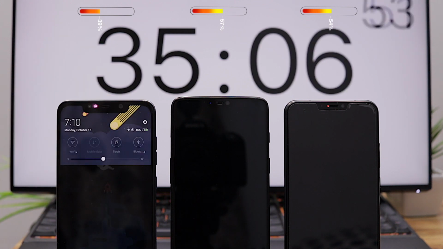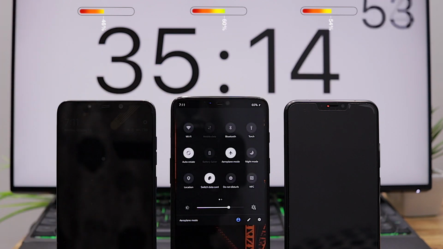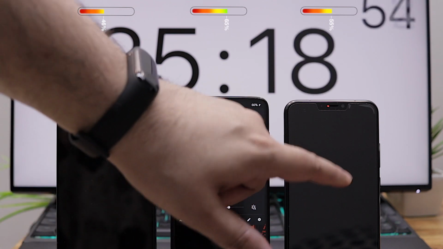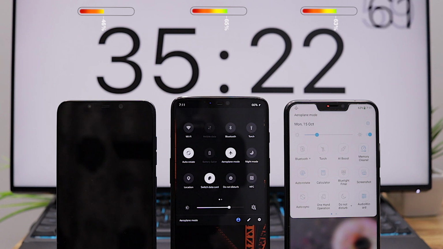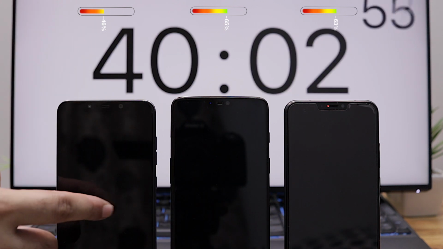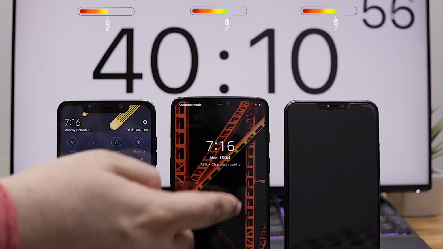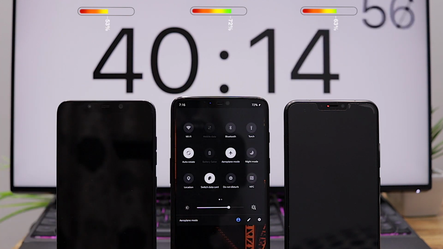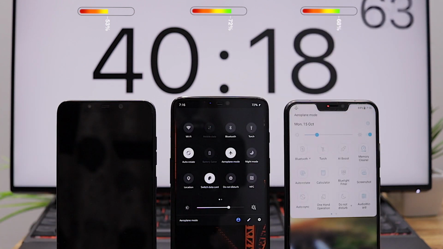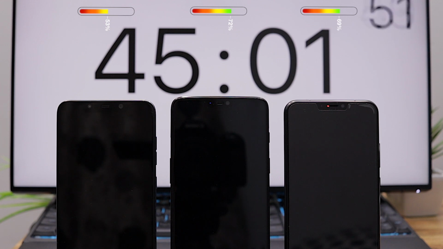After 35 minutes, Poco F1 is 46% charged, OnePlus 6 is 65% charged and 5Z is on 63%. OnePlus 6 is leading by 2%. After 40 minutes, Poco F1 is 53% charged, OnePlus 6 is 72% charged and 5Z is 69% charged. So OnePlus 6 is now leading by 3%.